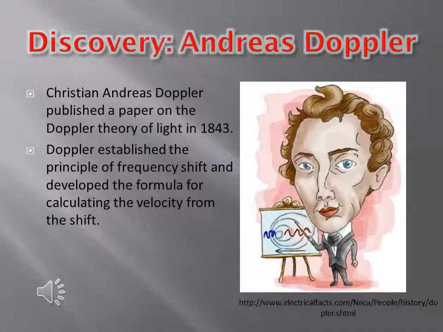Christian Andreas Doppler, Austrian mathematician and physicist, published a paper on the Doppler theory of light, which he titled On the Colored Light of the Double Stars of the Heavens in 1843. This paper was based on the theory of aberrations of light developed by Edmund Bradley, who was an 18th century British astronomer royal. Andreas Doppler established the principle of frequency shift and developed the formula for calculating the velocity from the shift.